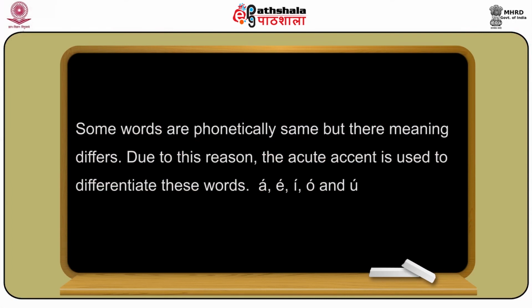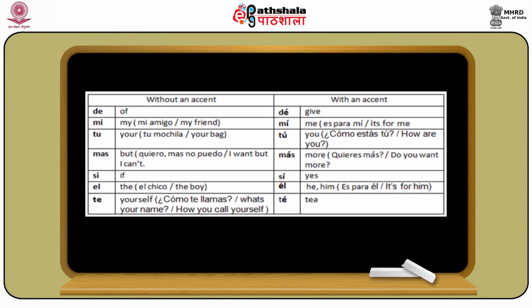Now we are going to talk about the difference of meaning when the vowel has an accent and when we do not put the accent. There are some phonetically same words, but they differ in meaning if these words have an accent, and they will also mean a different thing if we remove the accent from these words. So let's see some of them. Without accent, de means of, but with accent, dé means give.